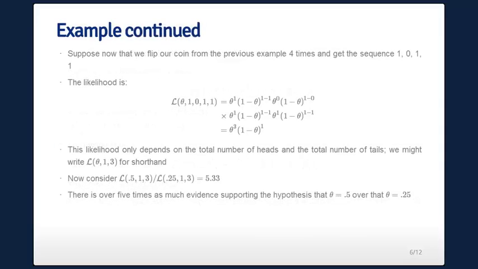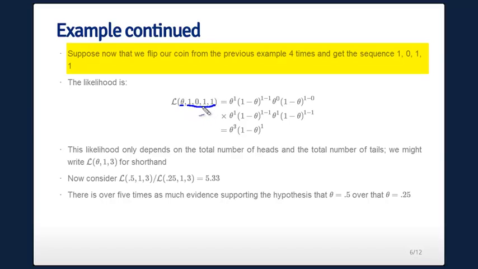Okay, now let's just modify the problem a little bit, and suppose now we flip our coin 4 times and we get the sequence 1, 0, 1, 1. Okay? So the likelihood, and I'm going to write it in this kind of weird way, the likelihood of theta given the data 1, 0, 1, 1, is going to be the part of the likelihood corresponding to the first one, the part corresponding to the second flip, which was a 0, the part corresponding to the third flip, which was a 1, and the part corresponding to the fourth flip, which is also a 1. Combine all these terms and you get theta to the 3, 1 minus theta to the 1.